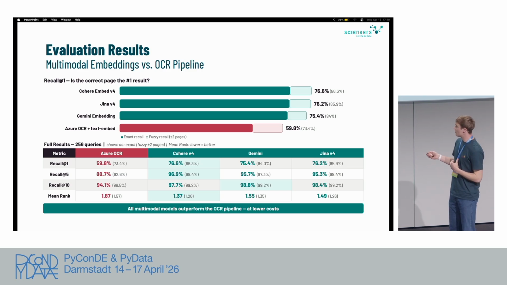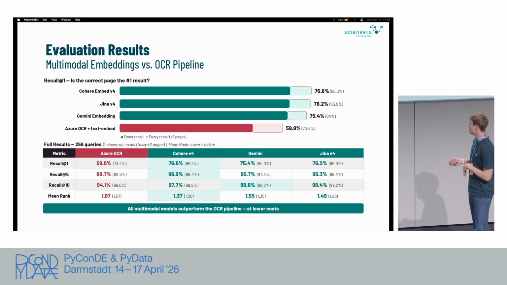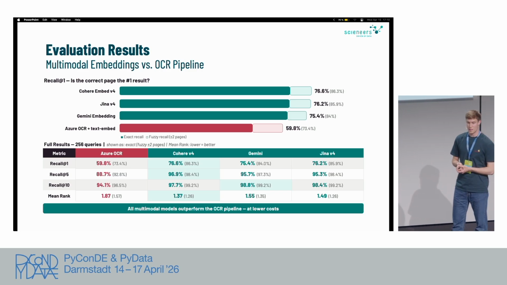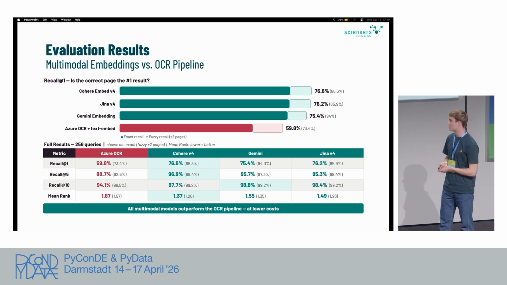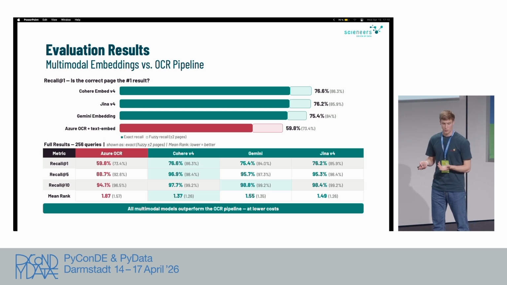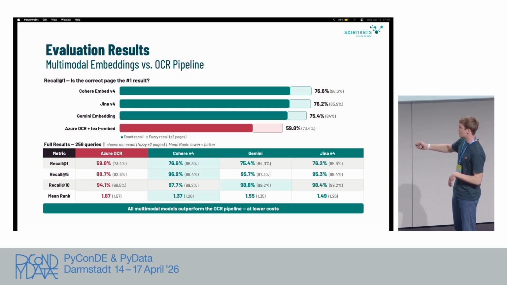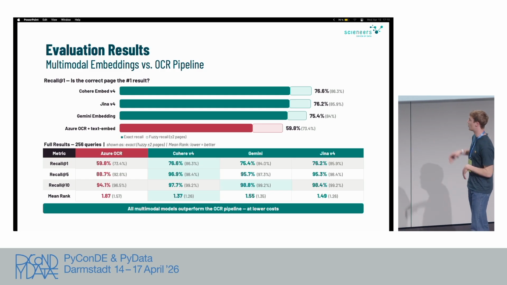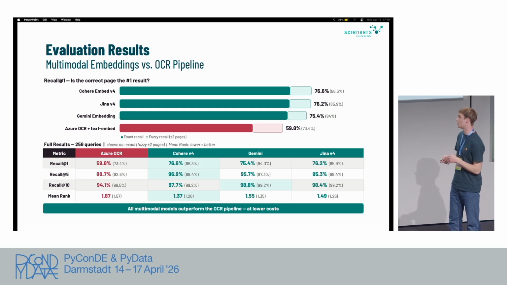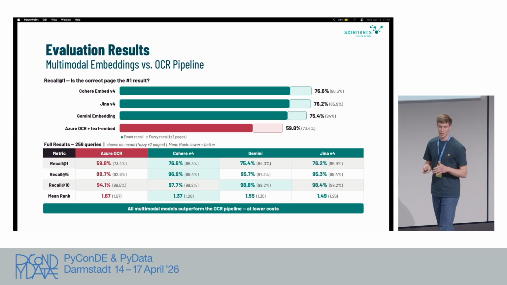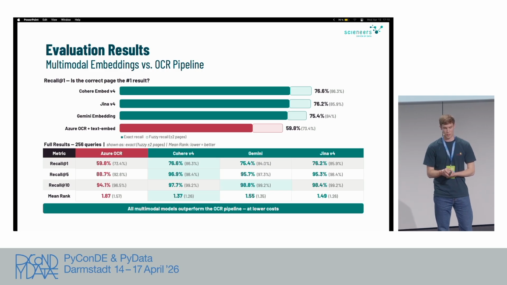So now the complete results are basically coherent: all multimodal models actually outperform the OCR pipeline in its plain setting at lower costs. You gotta see that, for example, for the recall at 10, so looking at if the correct result is among the top 10 results, all of these pipelines or models perform quite well, above 94 or 95%. So it's not like the OCR pipeline fails completely, but it's still a bit worse than the multimodal embedding models.